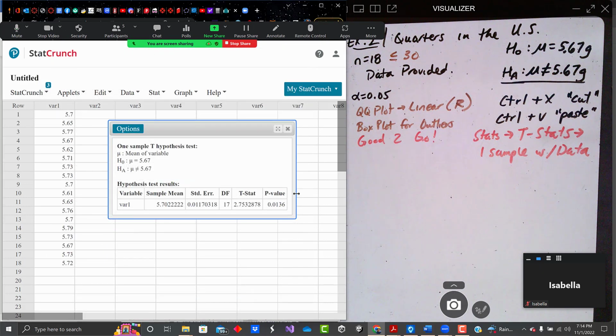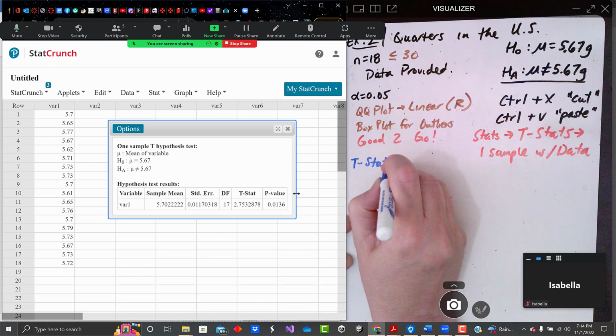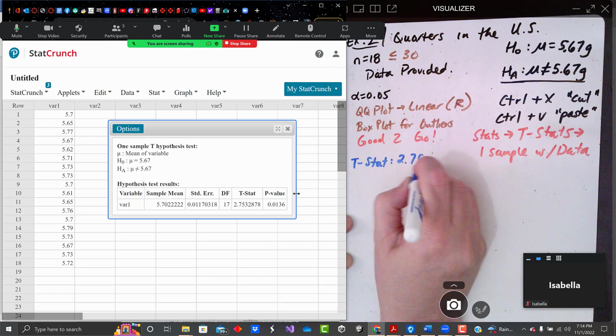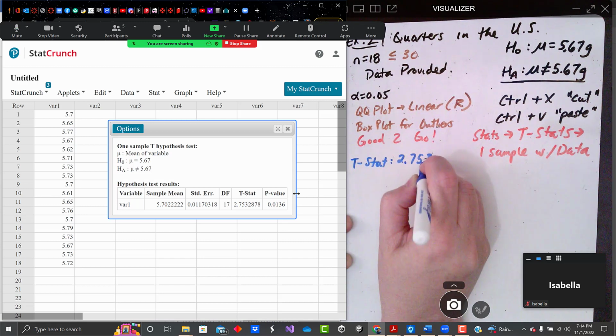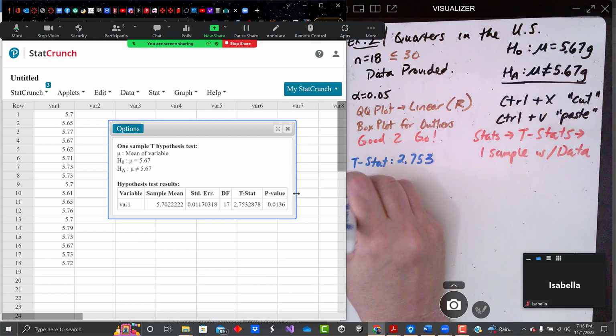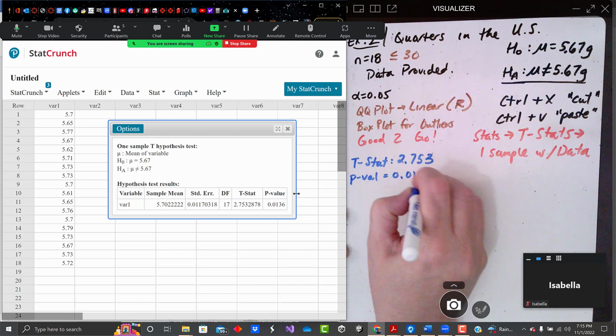All right, so what do I have here? I have the t-stat. And maybe I won't write down as many as I did last time. I wrote down them all. The t-stat is 2.75. Let's go 3 decimal places. And the p-value is 0.0136.